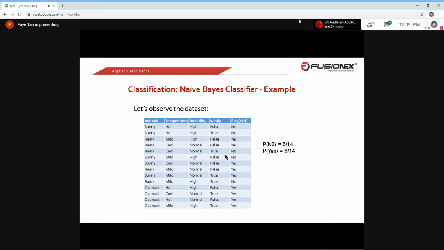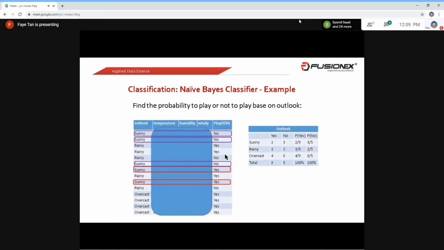So the concept here to work this out is by calculating the probability. For example, if I only concentrate on outlook, then I close all the temperature, humidity, and windy. Then I will only check outlook and play. So I can build a table for outlook. Under sunny, how many yes, how many no? Under sunny, I have 3 no and 2 yes.